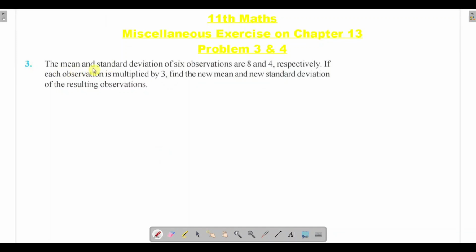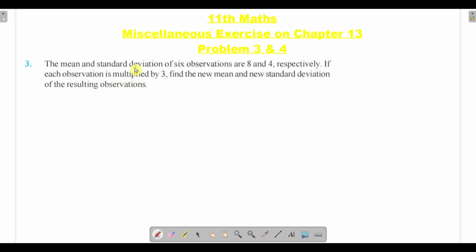Let us look at the third problem. The mean and standard deviation of 6 observations are 8 and 4 respectively. If each observation is multiplied by 3, find the new mean and new standard deviation of the resulting observations.